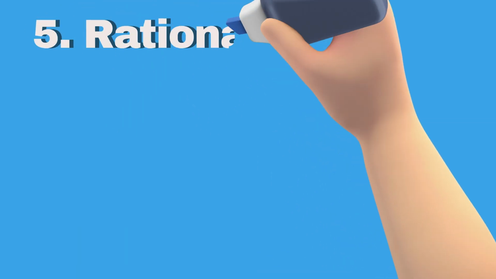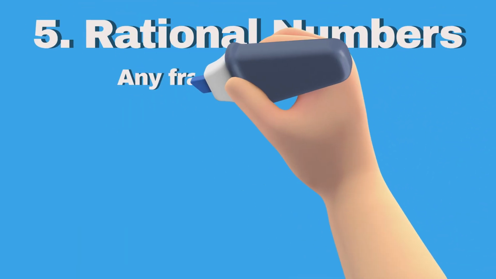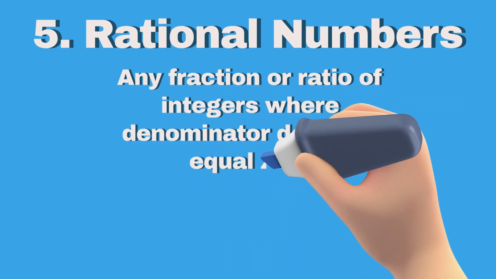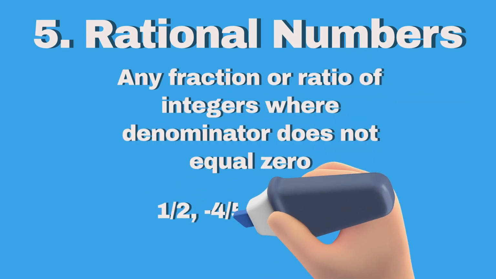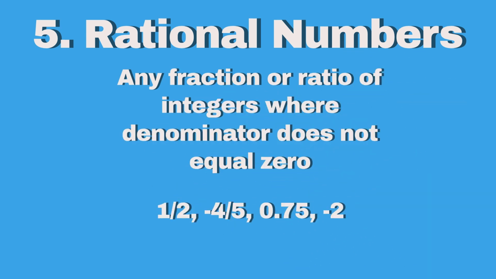Rational numbers are fractions or ratios of integers, where the denominator is not 0. Examples are 1/2, negative 4/5, 0.75, since it can be expressed as 3/4, and negative 2.